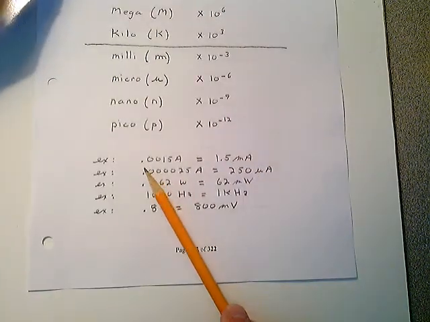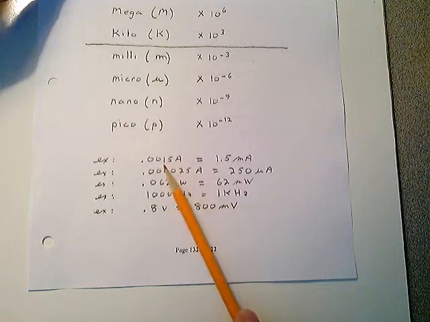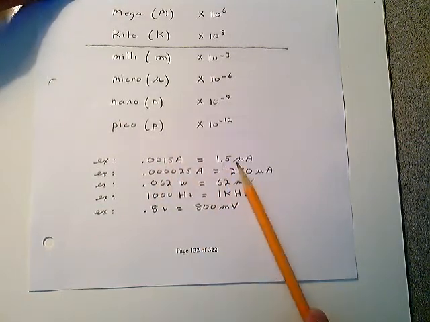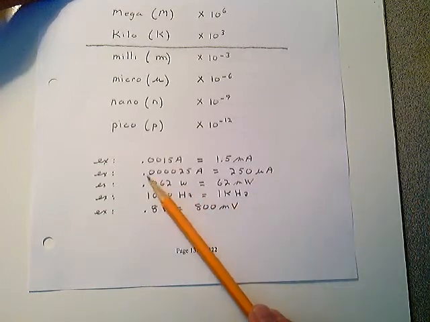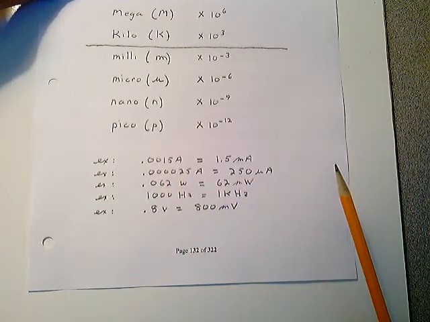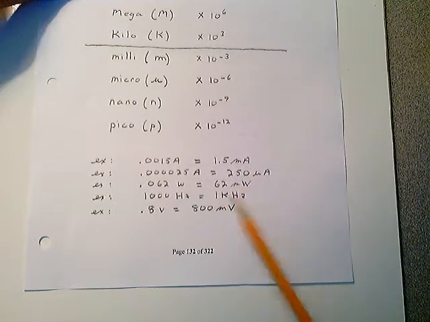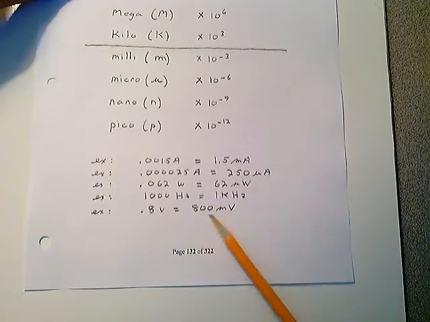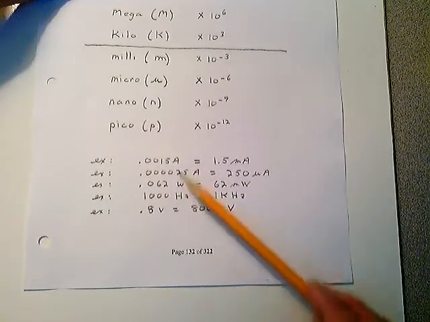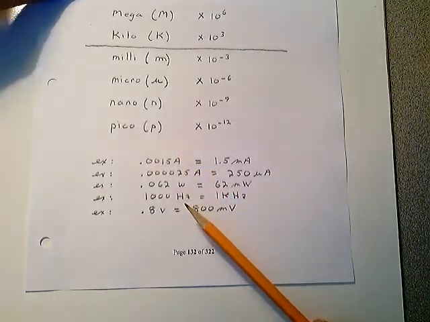And some examples are down here. As an example, 0.0015 amps. I do not want you to write it that way. I want you to refer to it as 1.5 milliamps. Instead of saying 0.00025 amps, it's 250 microamps, and 62 milliwatts, and 1 kilohertz, and 800 millivolts. This is the way I'd like you to refer to units from this point on.